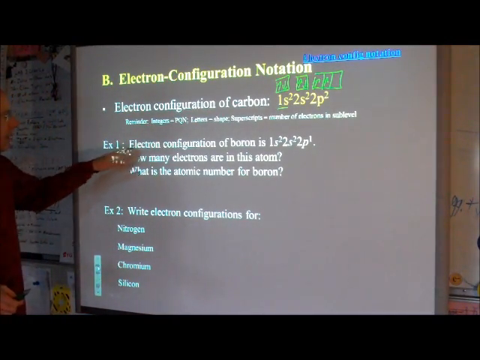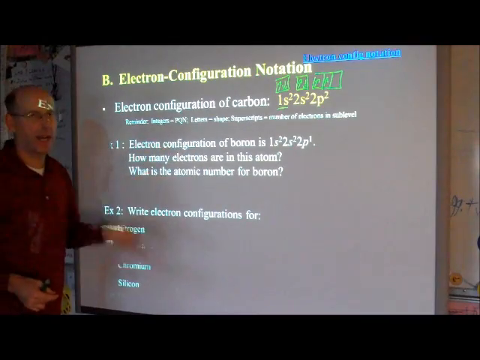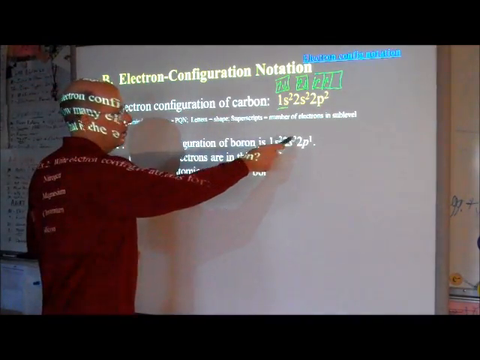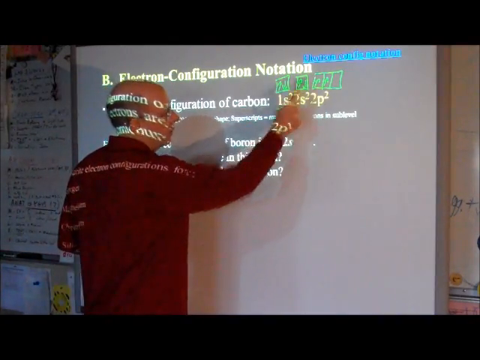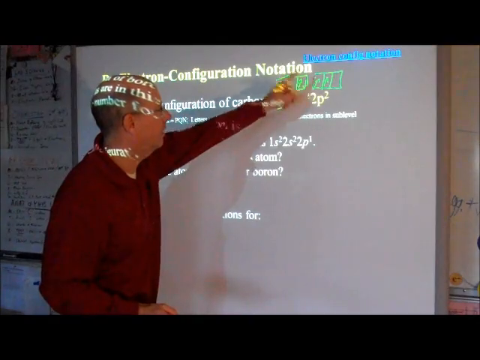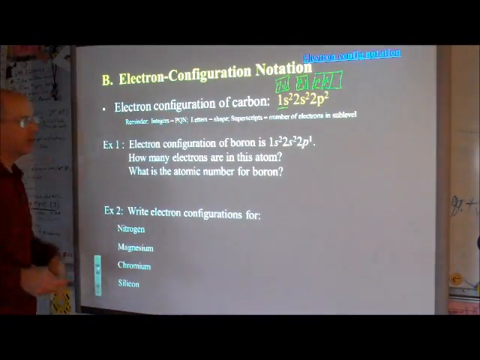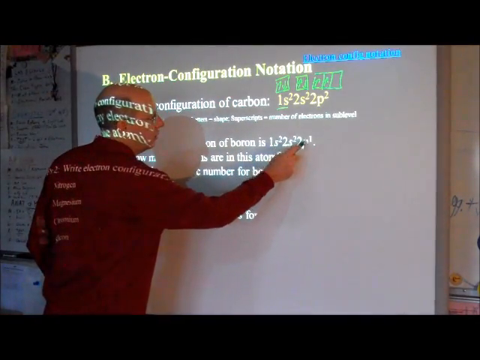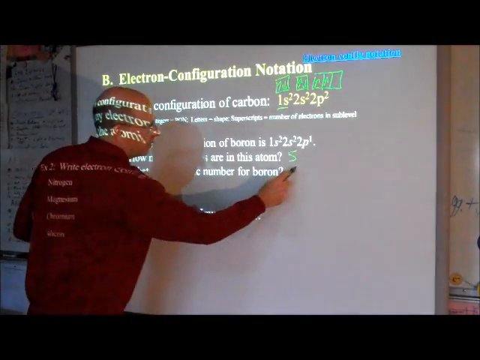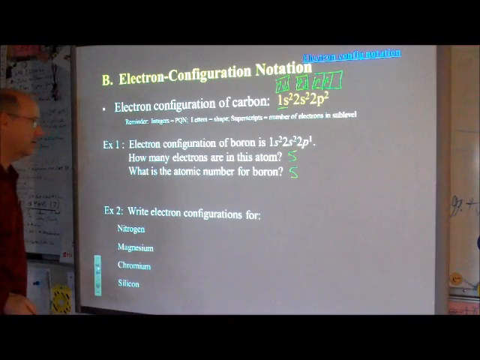Another example here. The electron configuration of boron, it has 5 protons, therefore 5 electrons. It's 1s2, 2s2, 2p1. It comes right before carbon. So stop at 2p1. That's 5 electrons. 1, 2, 3, 4, 5. Okay, how many electrons are in this atom? 2 plus 2 plus 1 is 5. What's the atomic number for boron? It must be 5 as well. The number of protons is 5.